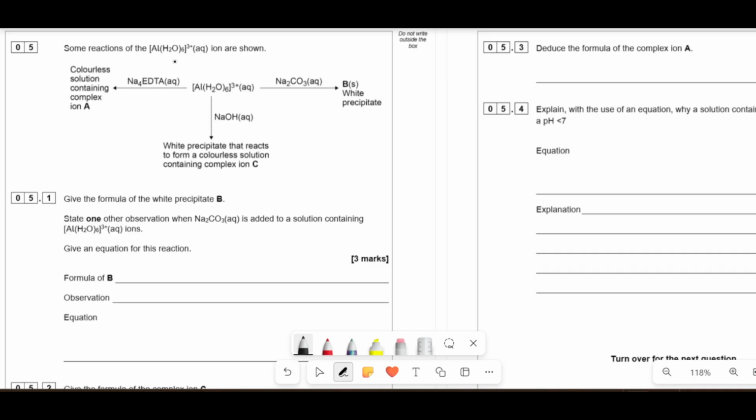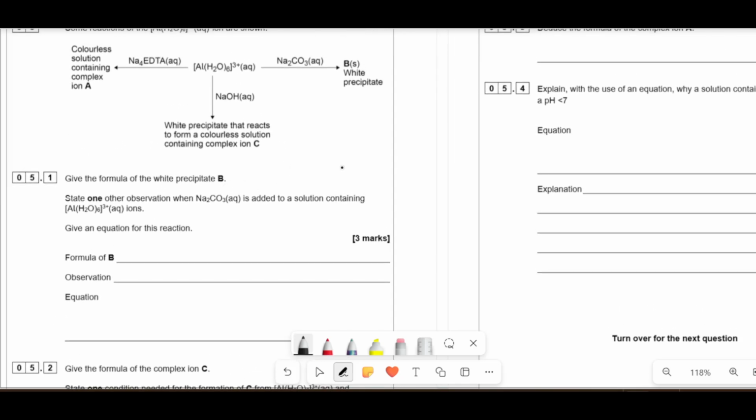Some reactions of the [Al(H2O)6]3+ aqueous ion are shown. So what's going on here? We've got [Al(H2O)6]3+, we've added EDTA, fine. The Na4 is, remember, just the means of getting the EDTA, and you can't just have EDTA on its own. When you dissolve this, it'll split into Na plus and EDTA. That's why there's an Na with it. Here we're adding CO3 2 minus ions to it, and we're getting a white precipitate. And then also when we add NaOH, you get a white precipitate that reacts to form a colorless solution containing complex ion C. Fine. So then it says, give the formula of the white precipitate B.